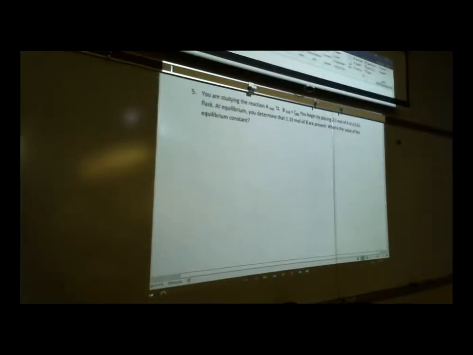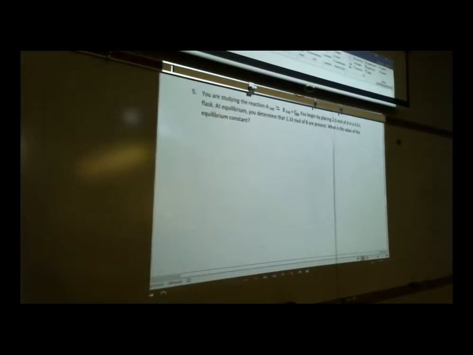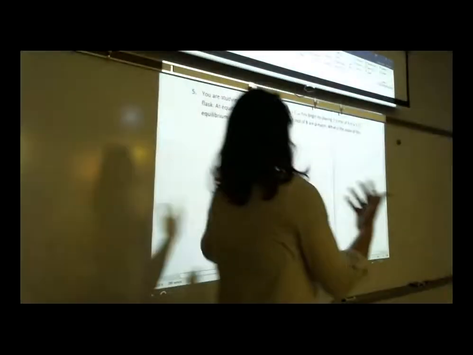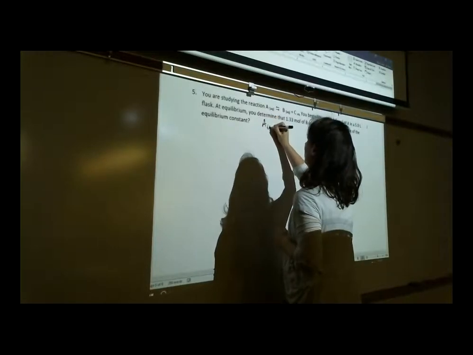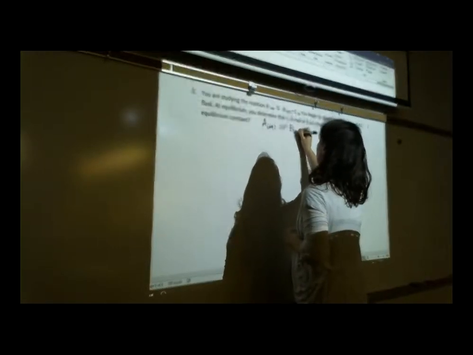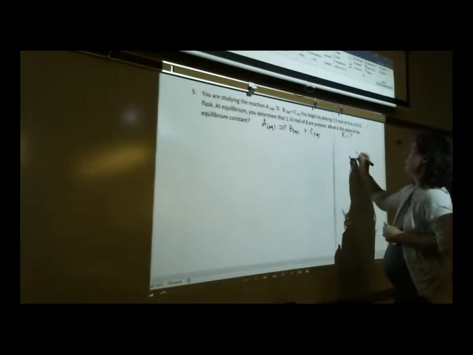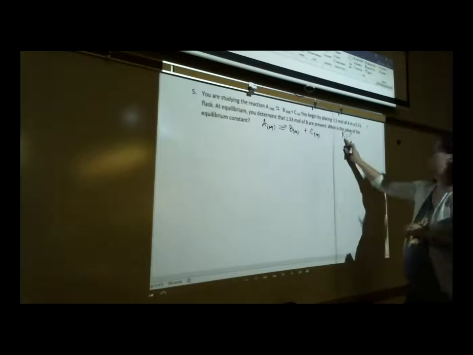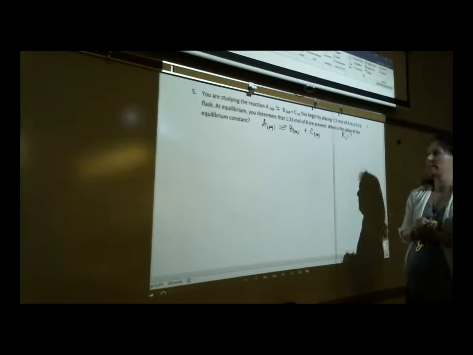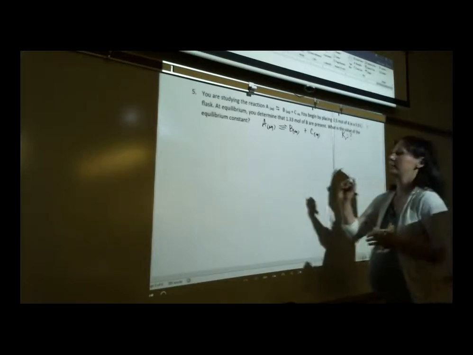All right, let's do this one. You're studying a reaction between A, B, and C. You begin with 2.5 moles of A in a 5-liter flask. We don't know the value of K here. That's what we're solving for, right? We've got A in equilibrium with B plus C. Is K the same thing as K EQ? Yes. Could I also write that as K C? Yes, same thing, okay?